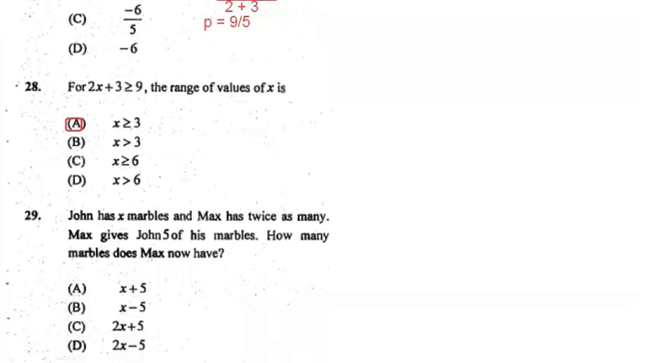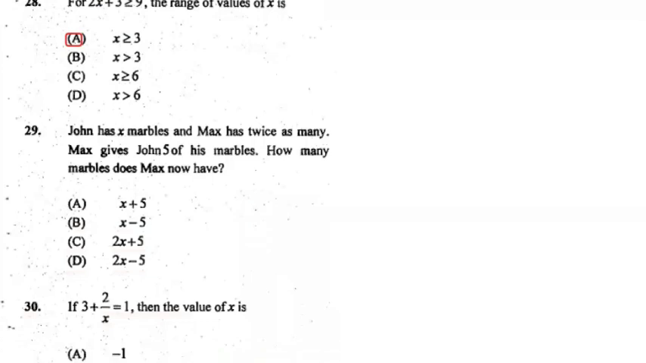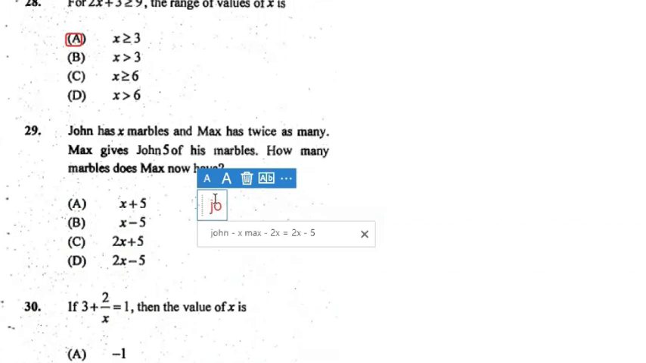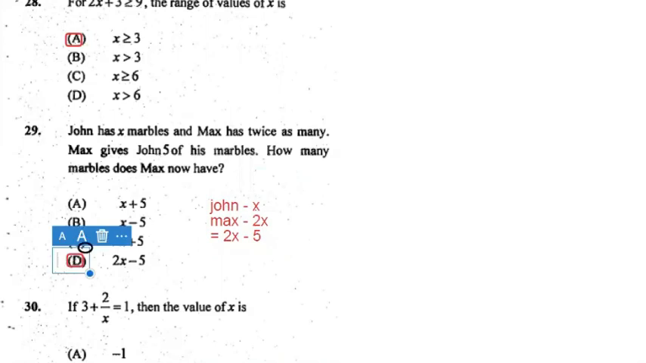So moving right along to 29. John has x marbles and Max has twice as many. So John has x marbles and Max has twice as many, so it is 2 times x. Max gives 5 of his marbles to John. How many marbles does Max now have? So he had 2 times x, which is twice the amount that John had, and he gave away 5, so it is 2x minus 5, and therefore the answer for 29 is D.